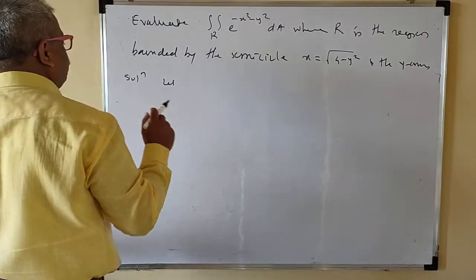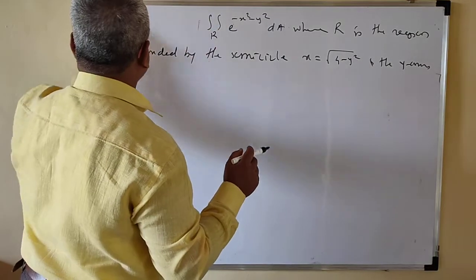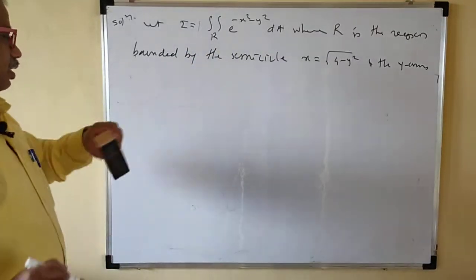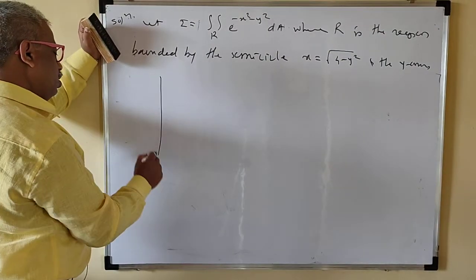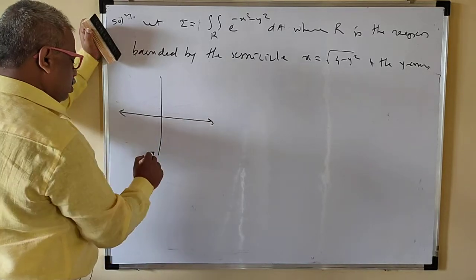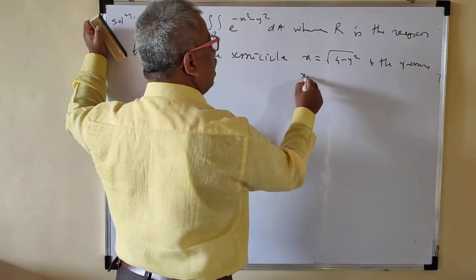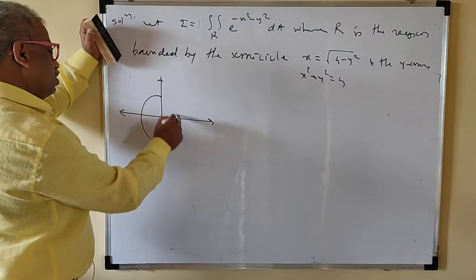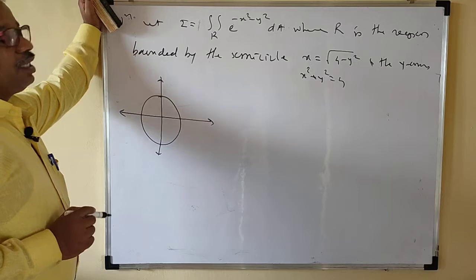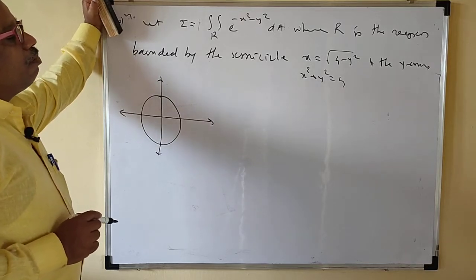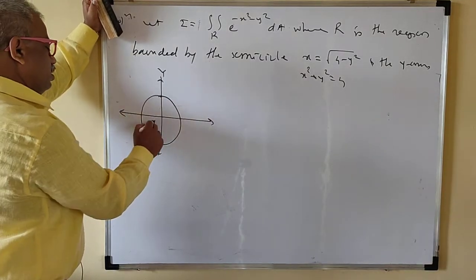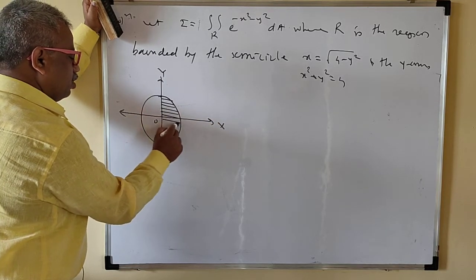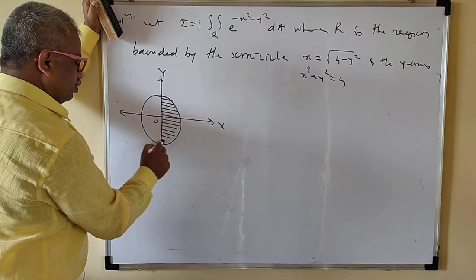Let R be this region. Now this is a semicircle. Your circle is x square plus y square equals 4, and it is a semicircle by the y-axis. This is your y-axis, and that means this is your region of integration.